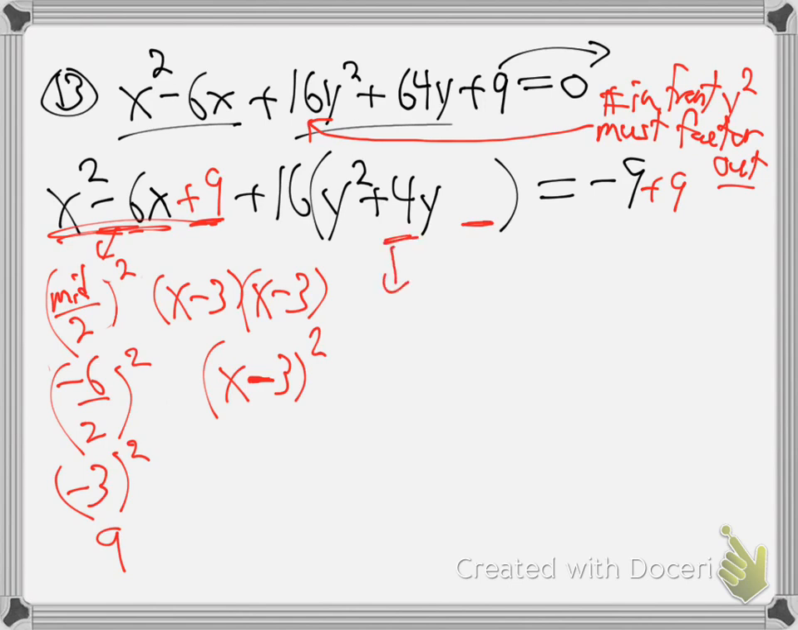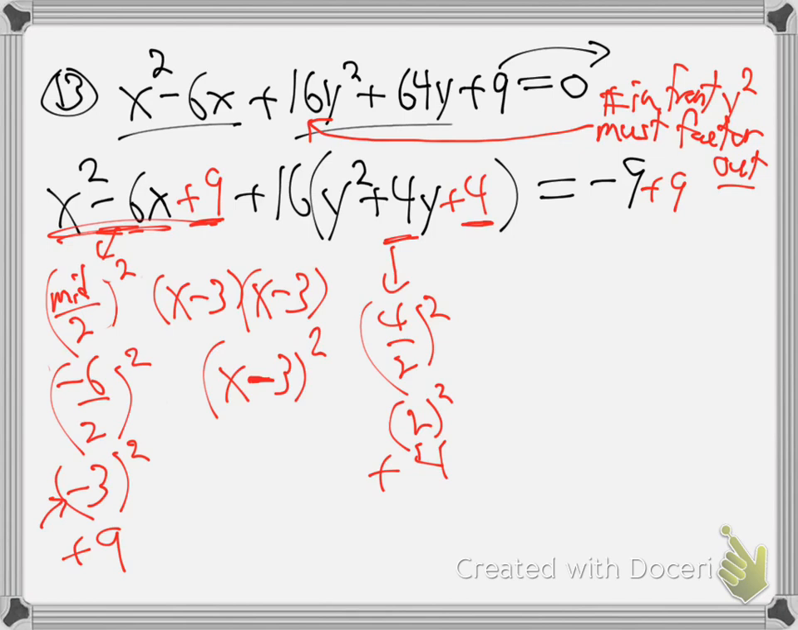Take the mid, put it over 2 squared, which is 4. It's always positive, by the way. The completing number is always positive because it comes from squaring. See, it was negative at first here, but then it's positive after you square. It's always positive, the completing number. Add 4.